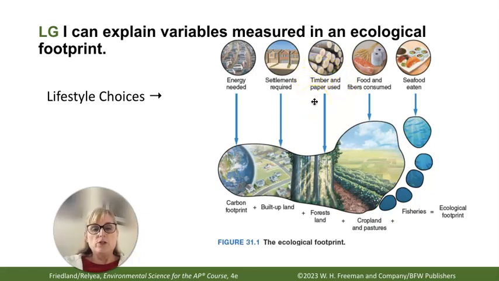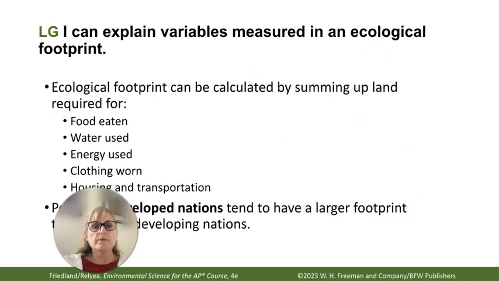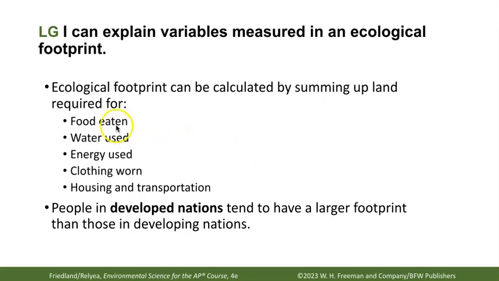timber and paper, so all the paper you use, whether it's cardboard boxes from Amazon or paper at school, the food that you consume, the fibers would be like clothing that you use, the seafood eaten, and so all of these things make up your ecological footprint. And notice it's a footprint of land space. So again, let's talk about the variables. We have the food eaten, the water used, energy, clothing, housing, and transportation, and it's the land required.